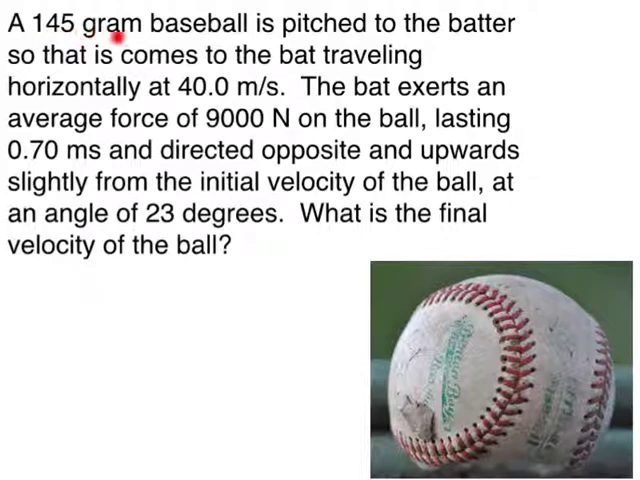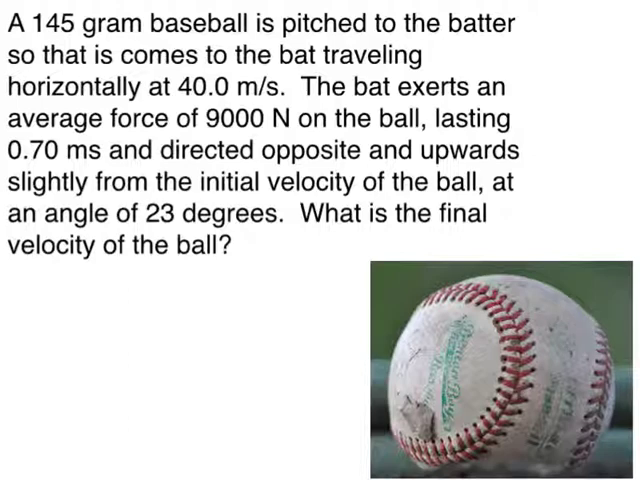A 145-gram baseball is pitched to the batter so that it comes to the bat traveling horizontally at 40 meters per second. The bat exerts an average force of 9,000 newtons on the ball, lasting 0.7 milliseconds, and directed opposite and upwards slightly from the initial velocity of the ball at an angle of 23 degrees. What is the final velocity of the ball?